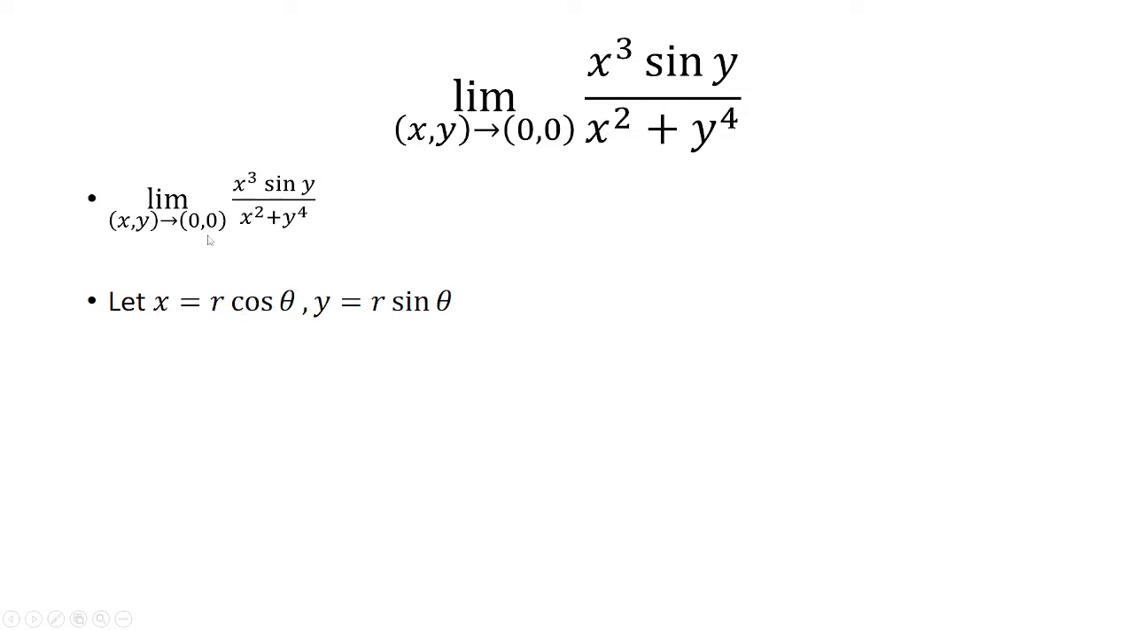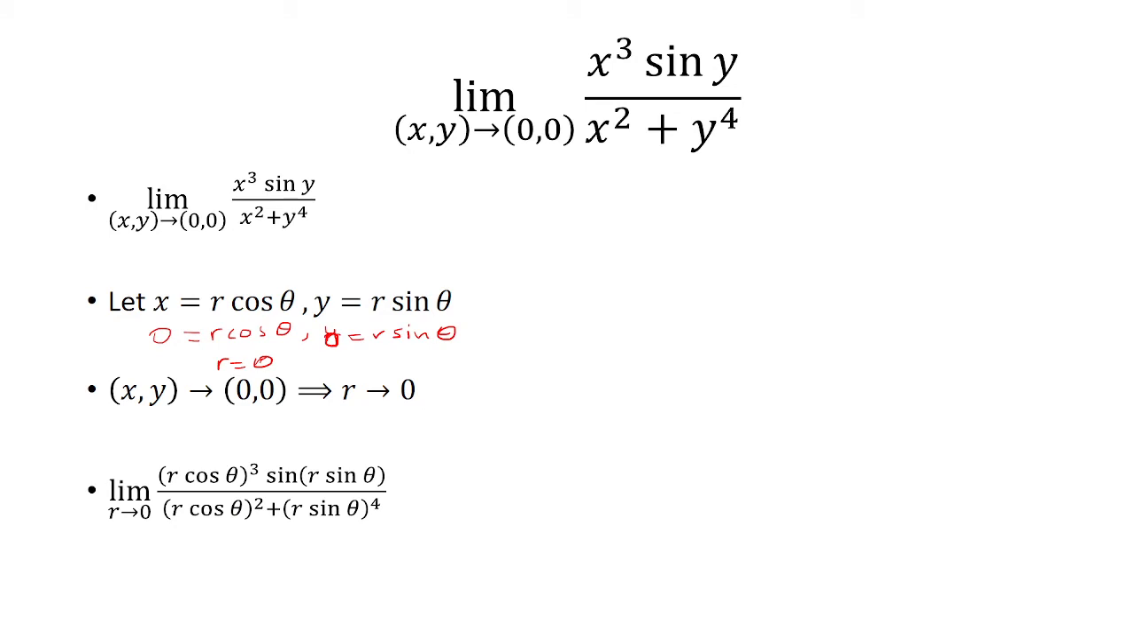And so as x and y approach 0, 0, basically we'll have 0 is equal to r cosine theta, and then 0 is equal to r sine theta. You treat theta as a constant, so if you divide both sides by cosine and sine, assuming they're not 0, you're going to get r equals 0. So this is the same thing as saying r approaching 0.